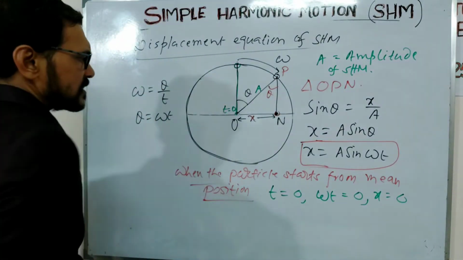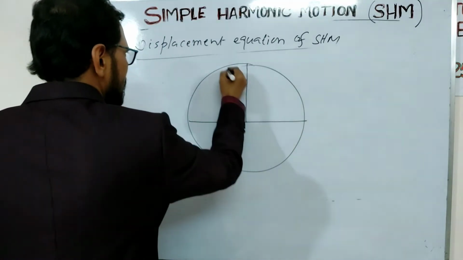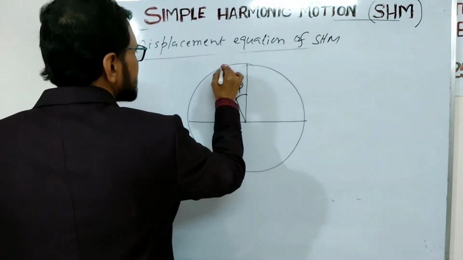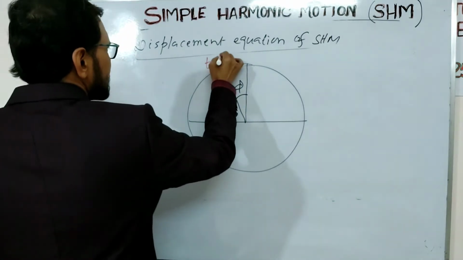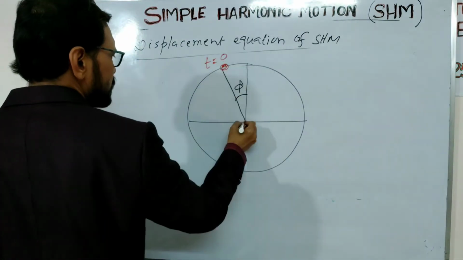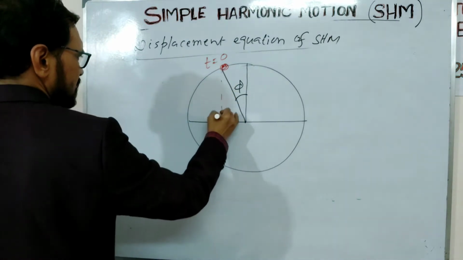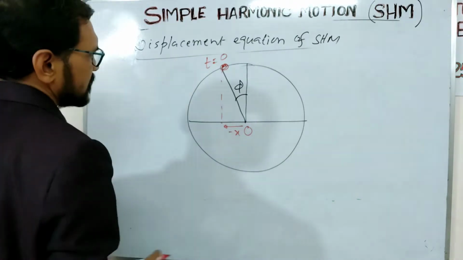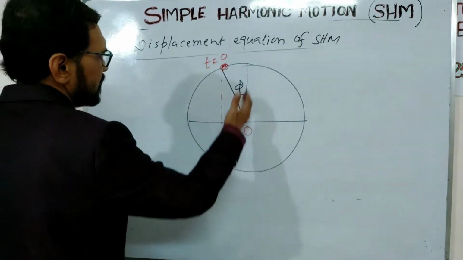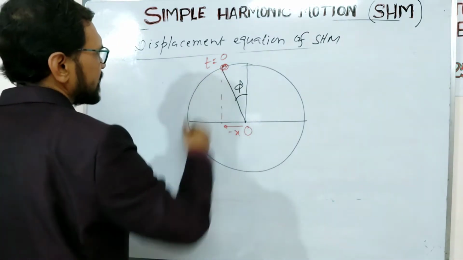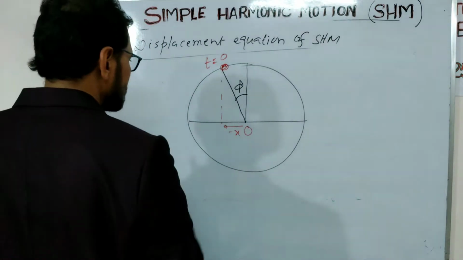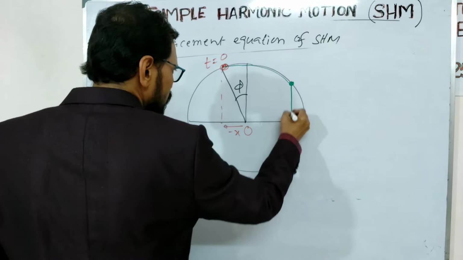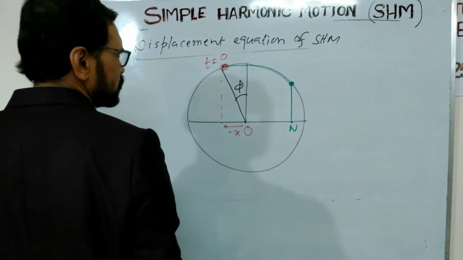Now suppose the particle starts from here. That is, initially the particle does not start from the mean position. This is the origin. This is minus x. So the angular position is to the left of the vertical line. The particle starts from here. Now when it moves from this to this, it comes here, and its foot is here.